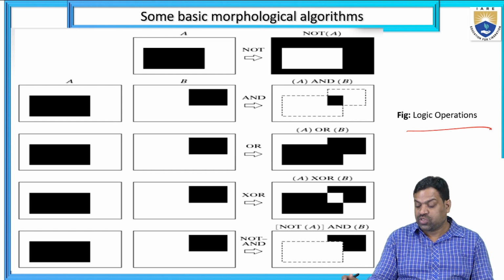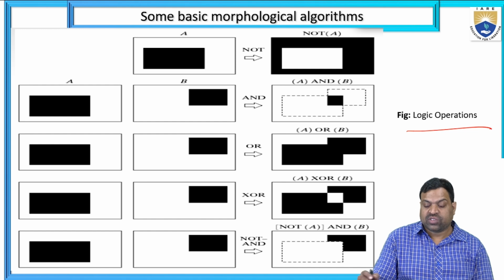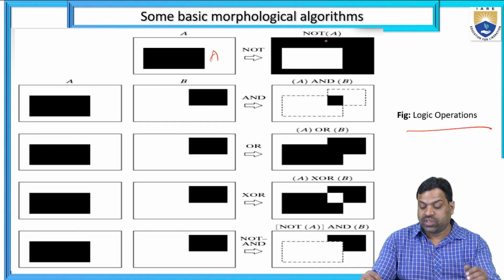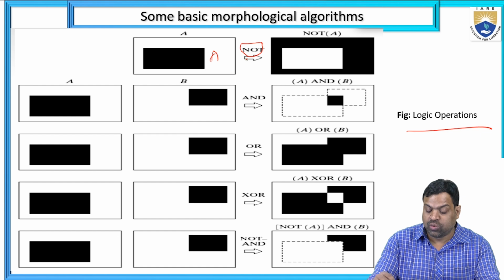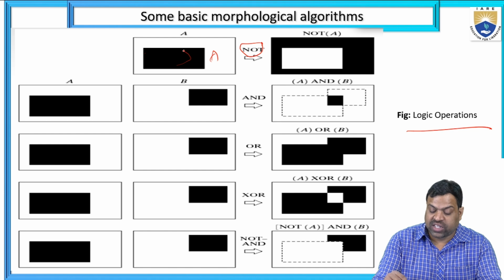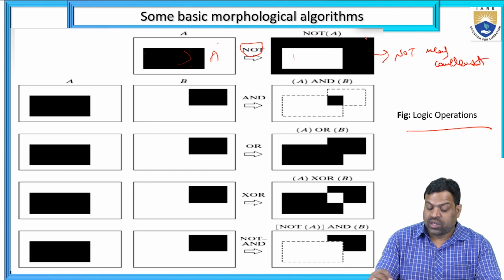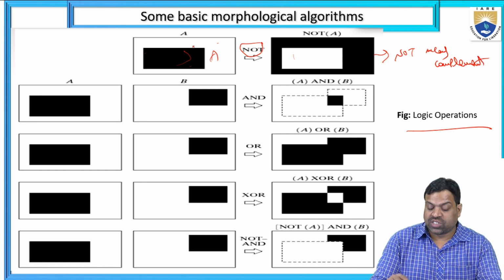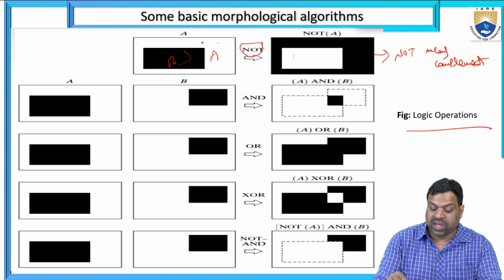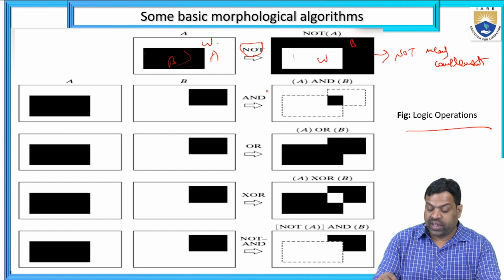And here are the logical operations with A and B. Logical operations I am using with intersections of A and B. What about NOT A? If I need a NOT gate, what do I have to do? NOT means exactly opposite, so the black is converted to white and the white background is converted to black, because NOT means complement. So NOT A means completely opposite: the background is white, here black; it is black and it is white.